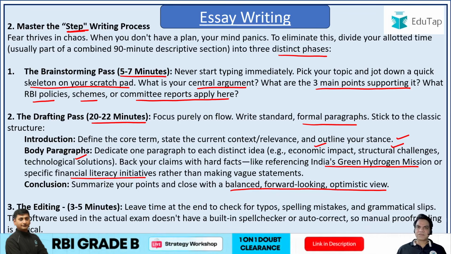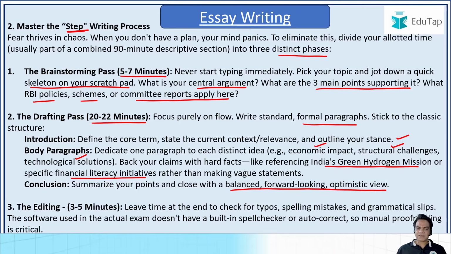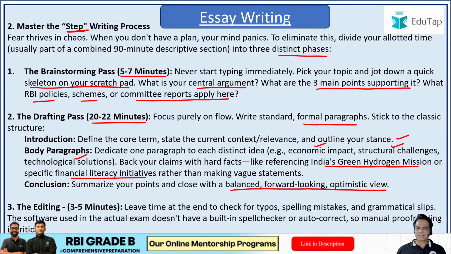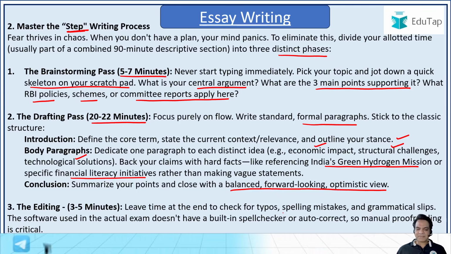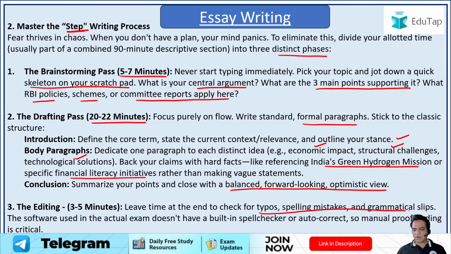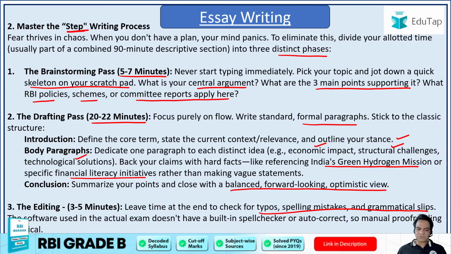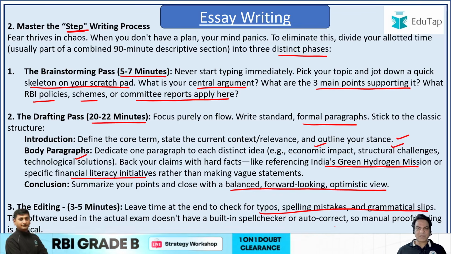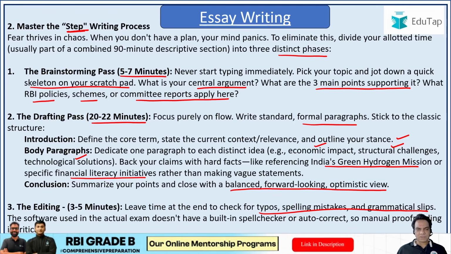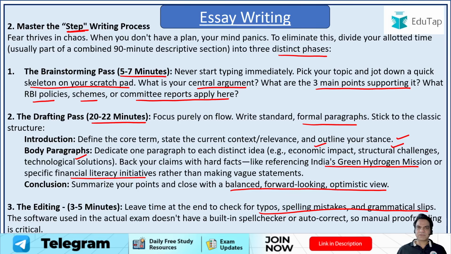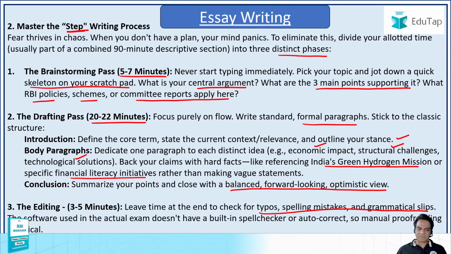And the third part is your editing part. Now guys, usually you have to do your editing as you go in the exam, but let's keep 2 to 3 minutes in buffer for your editing. Leave time at the end to check for typos, spelling mistakes, or grammatical mistakes that you might have made in the answer. The software used in the actual exam doesn't have a built-in spell checker or autocorrect, so make sure you do your manual proofreading. In your Word document, when you type a mistake, it underlines it in red, but in the actual exam it will not work. You'll not be shown any mistakes, so you'll have to proofread on your own. So make sure that you have time to correct your mistakes after you complete your answer.